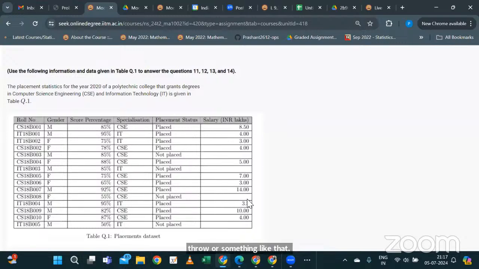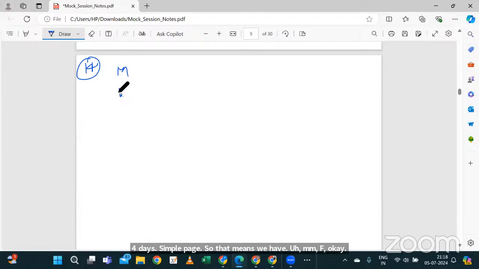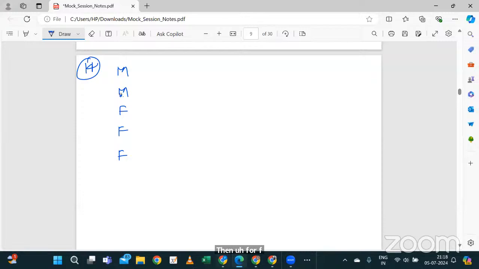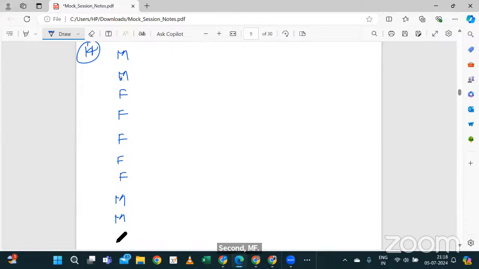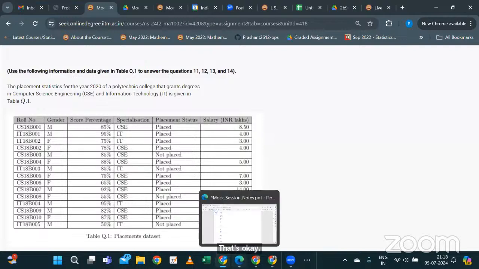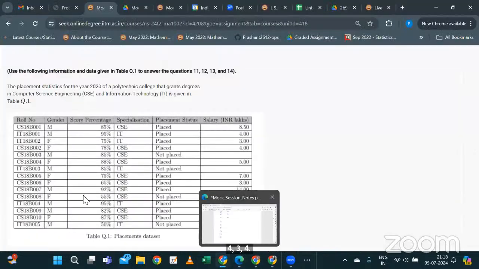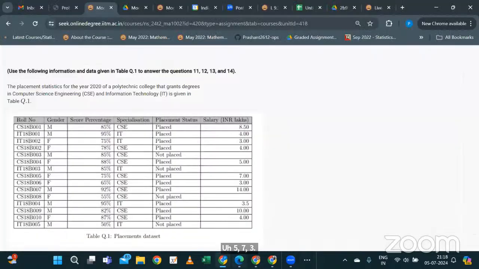So you have to calculate the point biserial correlation coefficient. We have M, M, F, F, then F, then two more F, then three times M, and the last F. The salary values are 8.5, 4, 3, 4, 5, 7, 3, 4, 0, and 3.5, 3, 1, 0, 4.